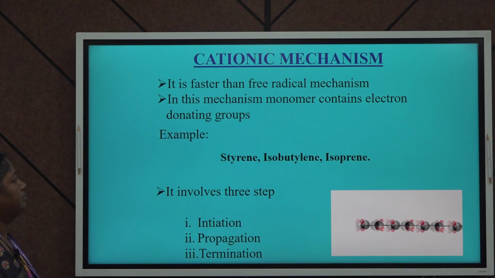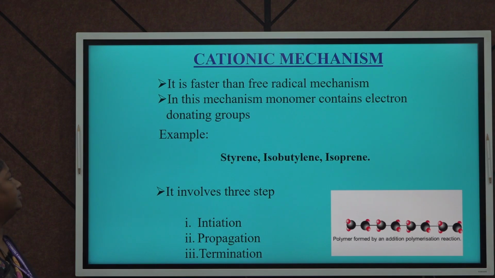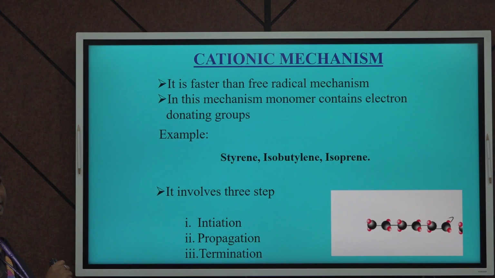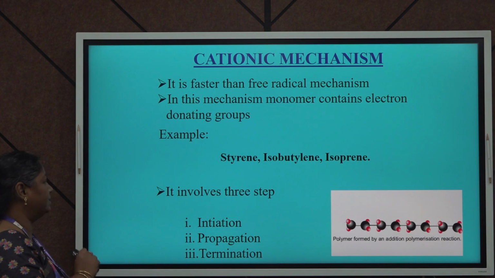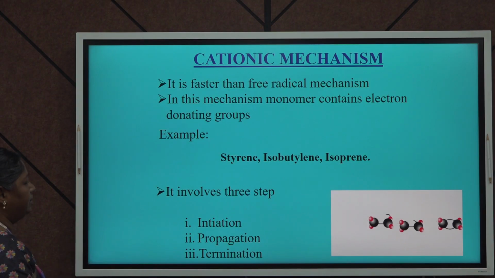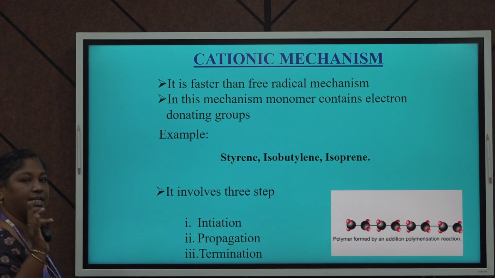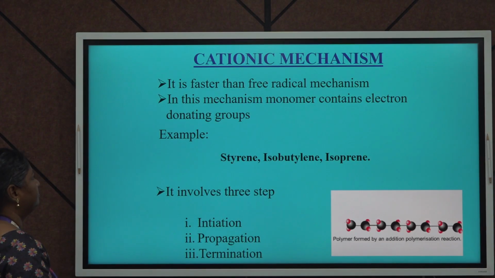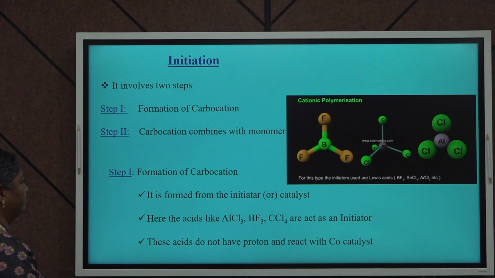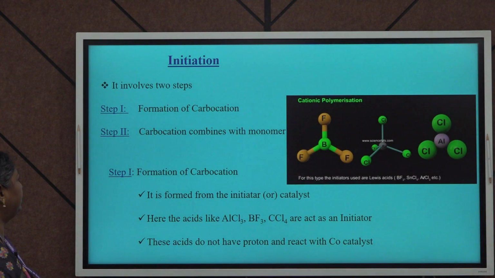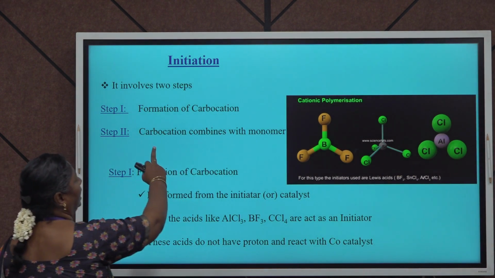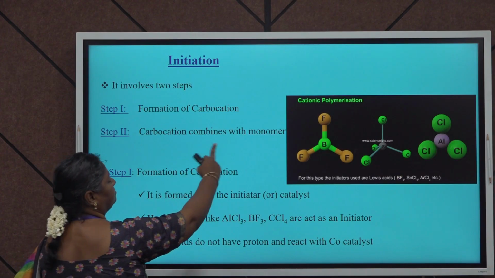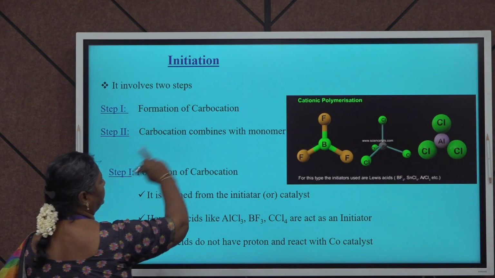In this mechanism the monomer contains electron donating groups. This is very important, that the electron donating groups will be present. Here we are going to synthesize polymers from styrene, isobutylene and isoprene. It involves the same 3 steps: initiation, propagation and then termination. The first, initiation, involves 2 steps: the formation of carbocation, and the carbocation combining with the monomer. So these 2 steps are there.